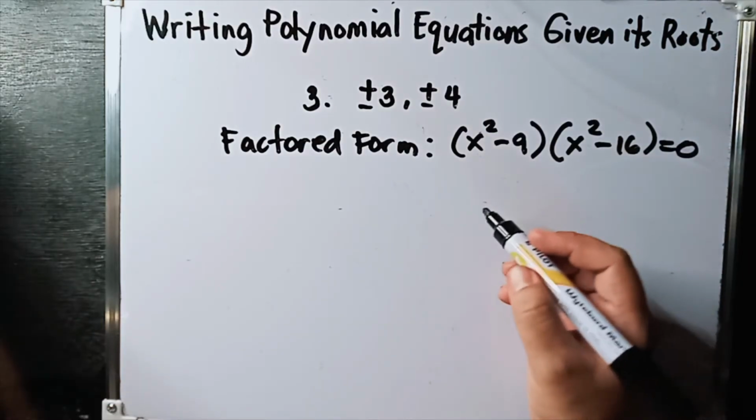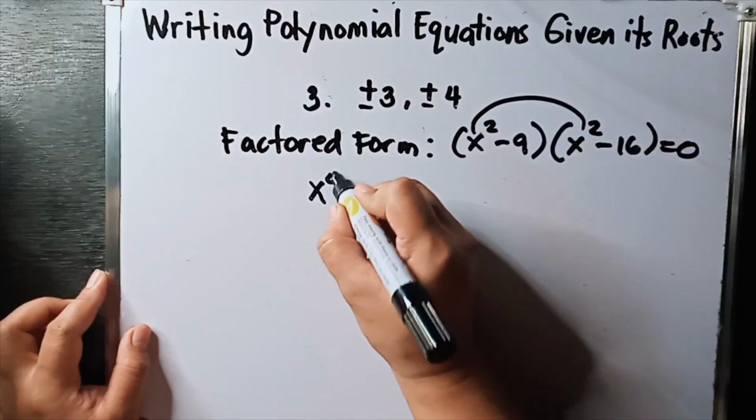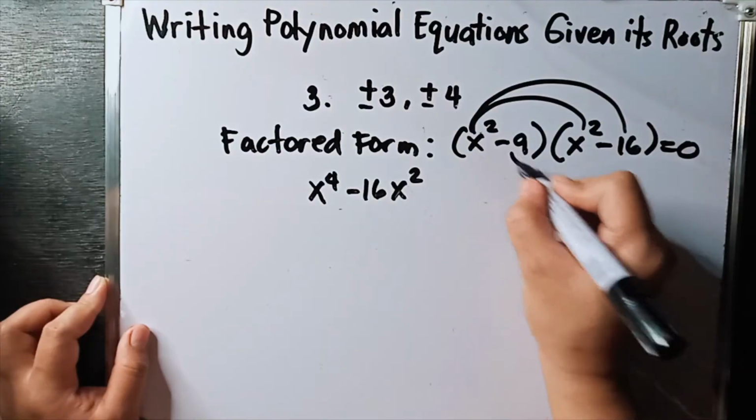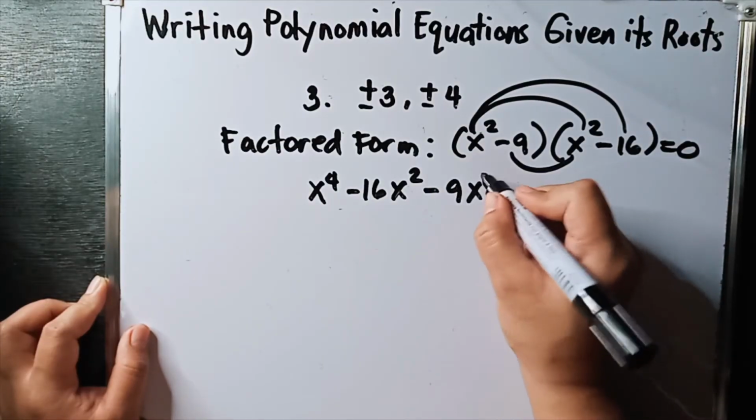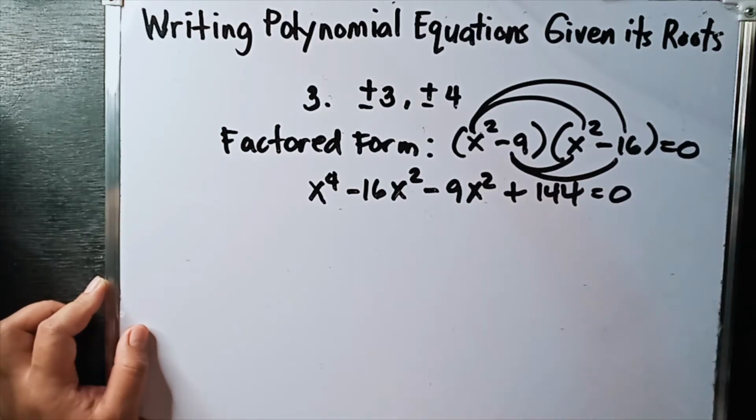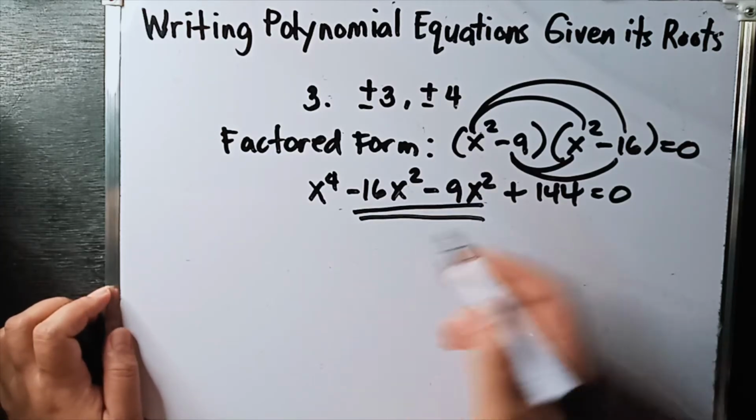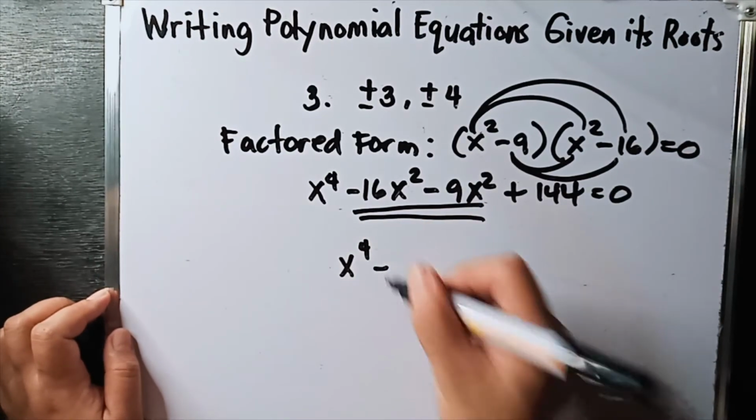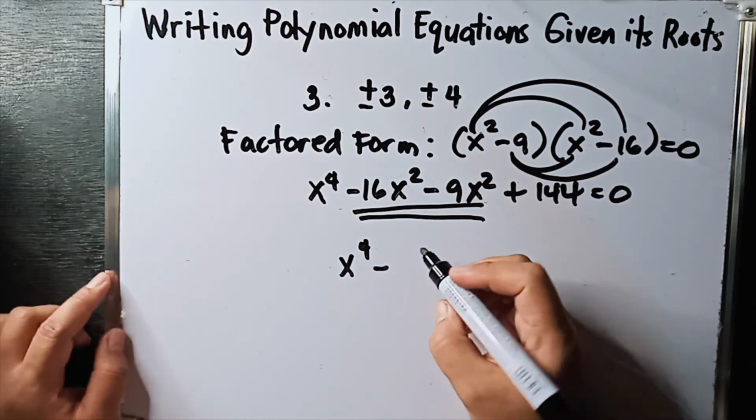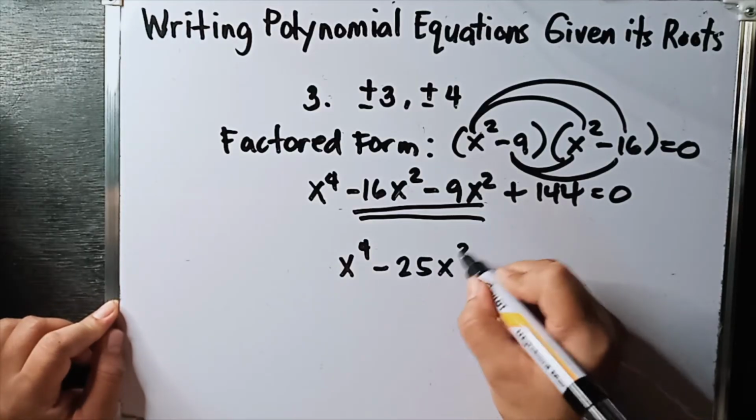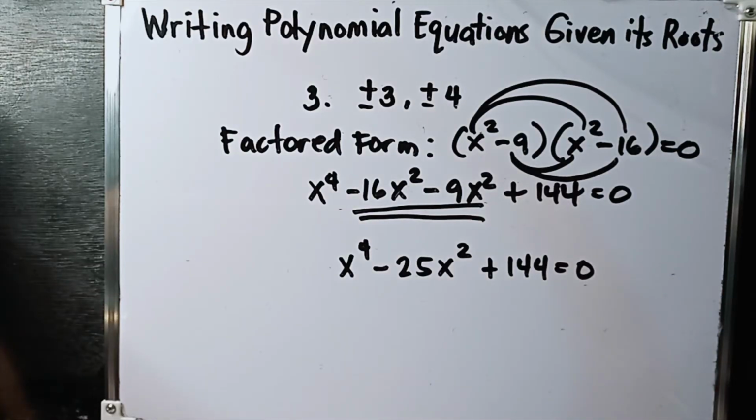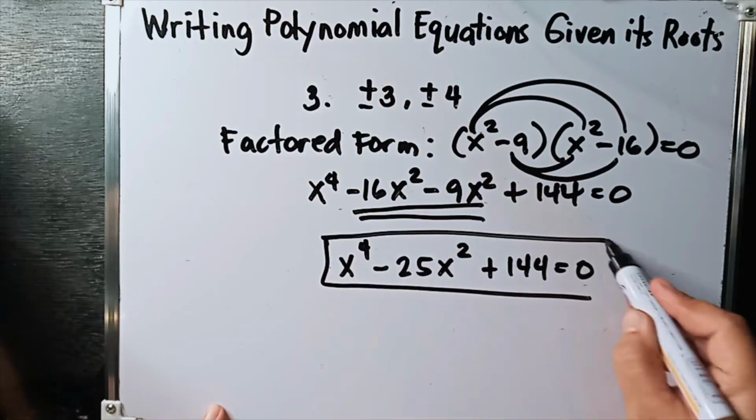Okay? And then we multiply. So we have x to the 4th. X squared times negative 16 is negative 16x squared. We have negative 9x squared. Negative 9 times negative 16 is positive 144 equals 0. Then combining similar terms, so these two are similar terms, so we have x to the 4th minus 16 plus negative 9 is negative 25x squared plus 144 equals 0. So that's it for our problem number 3.